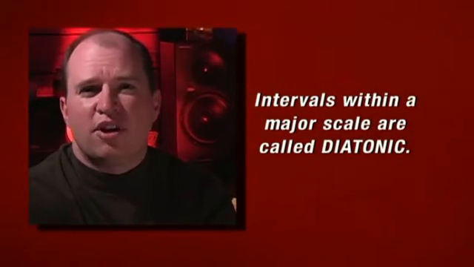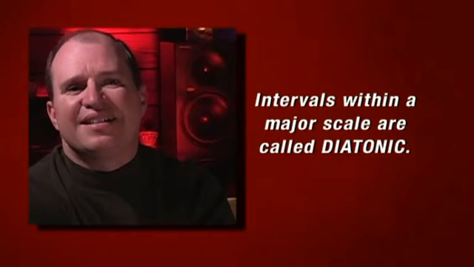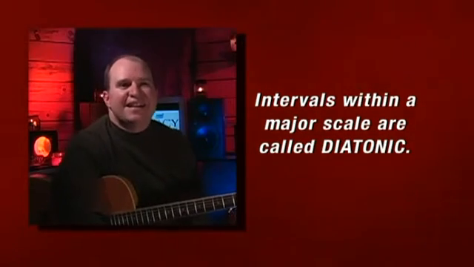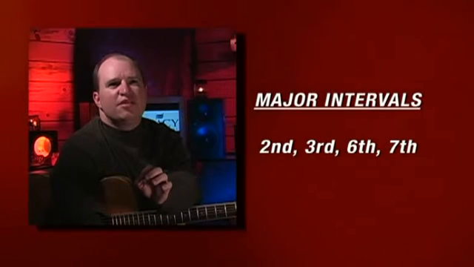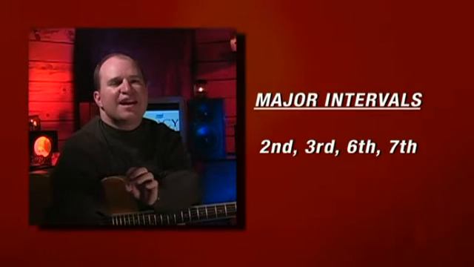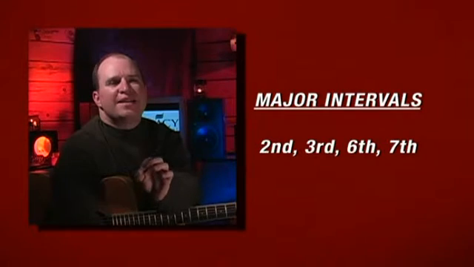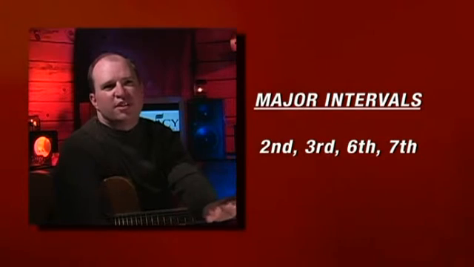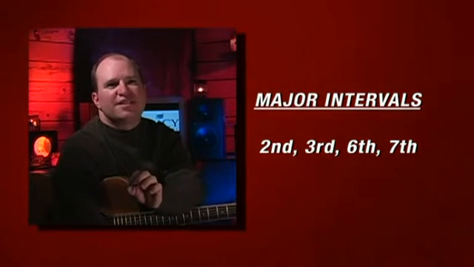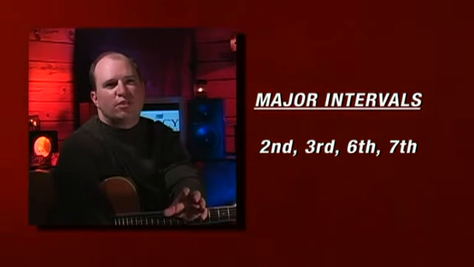Now, there's two different types. There's intervals that are within the major scale, or built off the major scale. These are called diatonic intervals. Diatonic means inside the scale. Now, we're going to separate those intervals up a little bit. The second, the third, the sixth, and the seventh are all referred to as major intervals. Don't get that confused with major chords. We're talking about intervals, completely different thing. The second, third, sixth, and seventh are major intervals. We just kind of split those intervals up into two groups and call them different things.